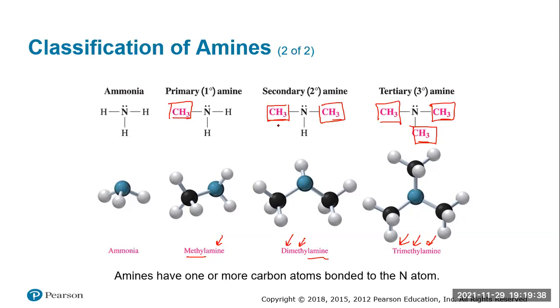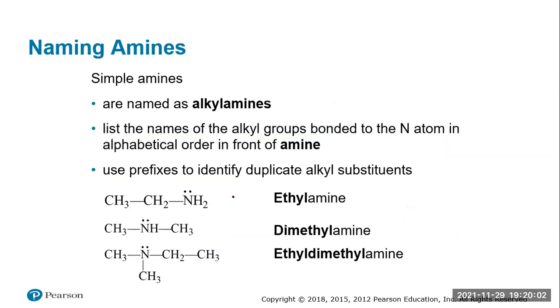So that is one way that you can name these amines, kind of like what we did with ethers. Instead of going to the oxygen and the groups attached on either side of the oxygen, you go to the nitrogen and find the groups that are attached, obviously in alphabetical order, like we've done before. So simple amines are named as alkyl amines, which basically just means you take the group and you put amine at the end of it. We list the names of the alkyl groups that are bonded to the nitrogen atom in alphabetical order, and then obviously put amine at the end of it.